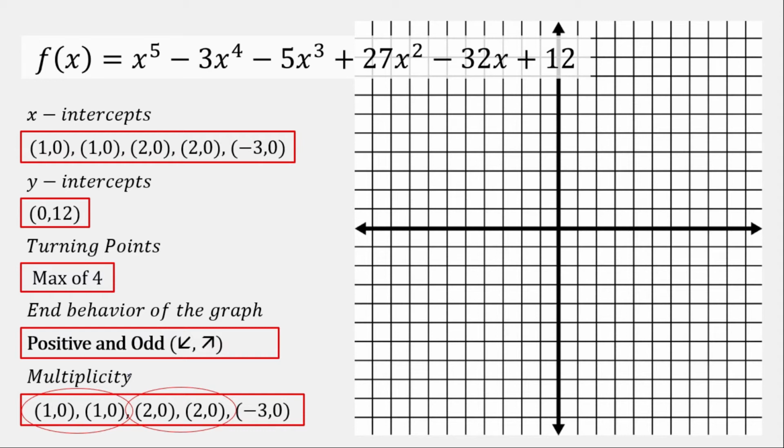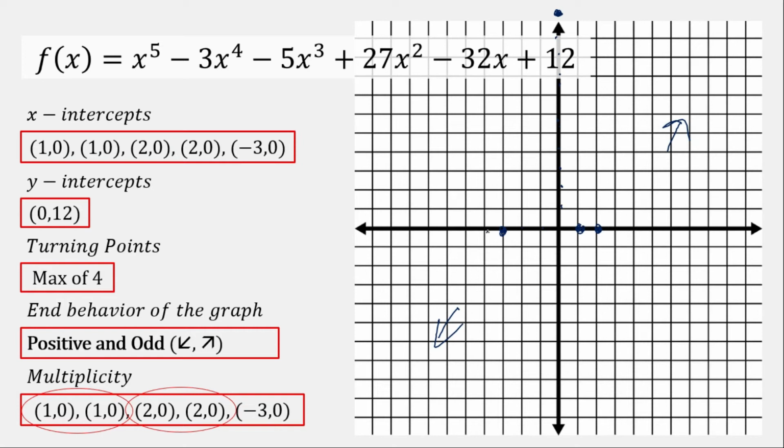Now let's try to graph it. I will just plug in the points first: (1, 0), (1, 0), and (2, 0). Then we have (-3, 0), and (0, 12). Counting 1, 2, 3, 4, 5, 6, 7, 8, 9, 10, 11, 12, let's say that 12 is here. Now, the end behavior is like this. Now we have 4 turning points.